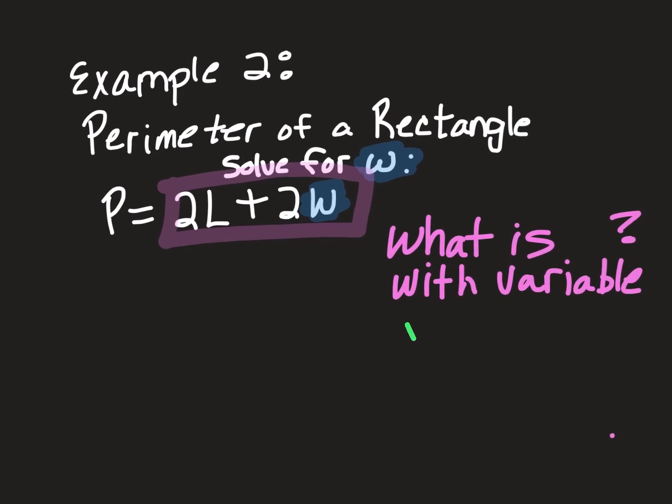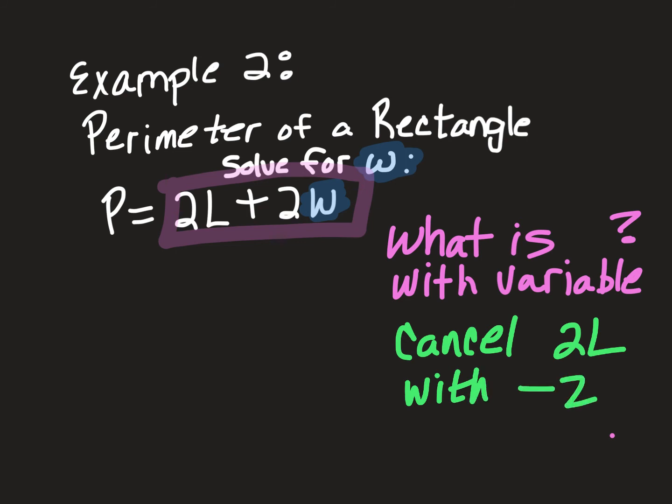Sorry, that keeps moving around. Dr. Q? Yes, sir. Could you do L squared plus W squared? Squared, no, because that's different from 2 times. Good question, though. Not quite the same thing. So we're going to cancel that 2L with a minus 2L to start.